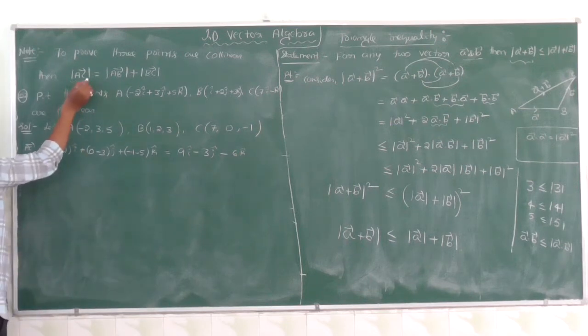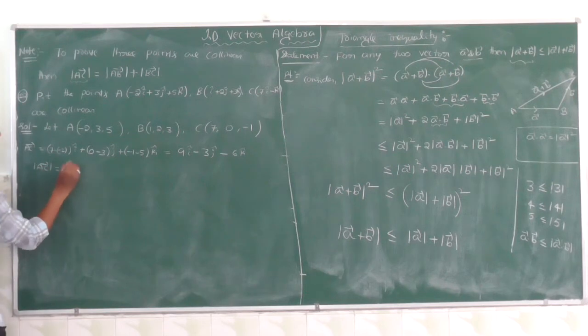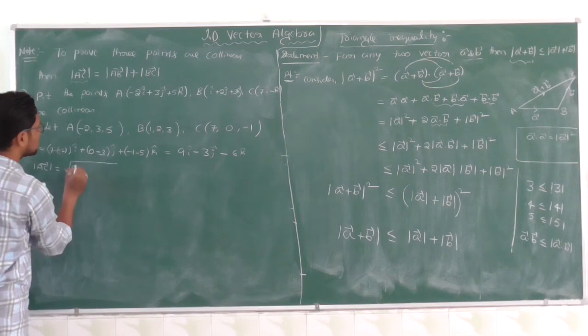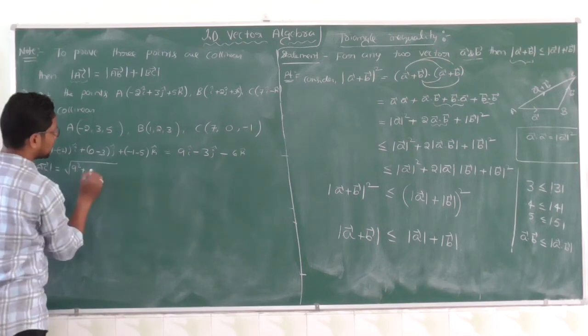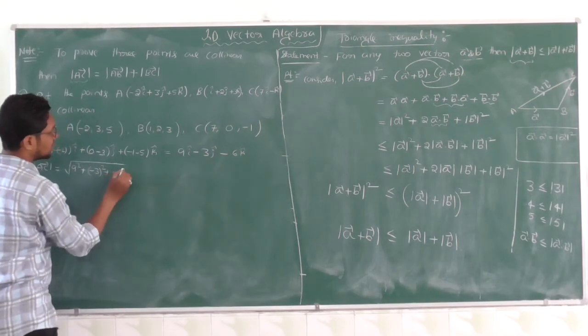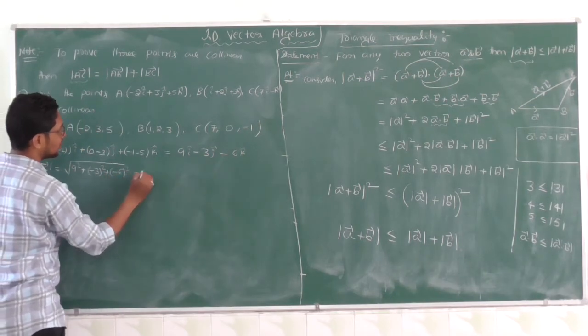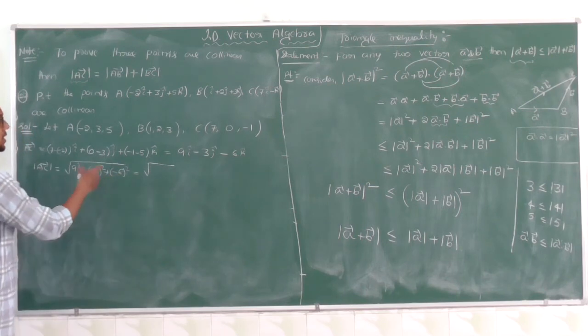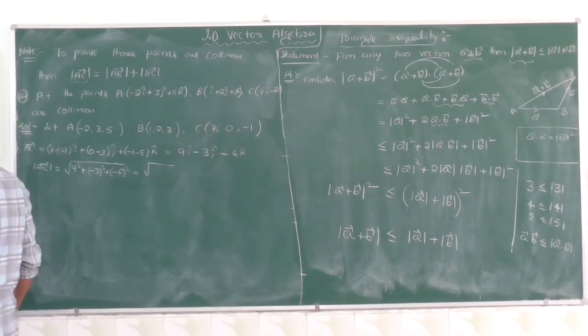And also we have to find the magnitude. The magnitude of AC vector equals square root of, how to find the magnitude? i component square 9 square plus j component square, that is minus 3 whole square, plus k component square, minus 6 whole square. That is equal to how much? 81 plus 9 plus 36. How much will we get?